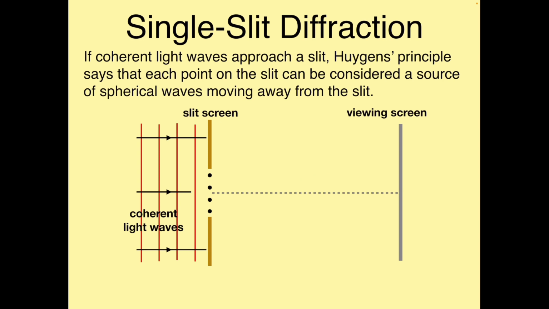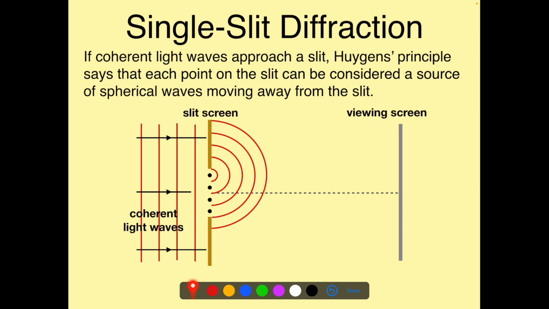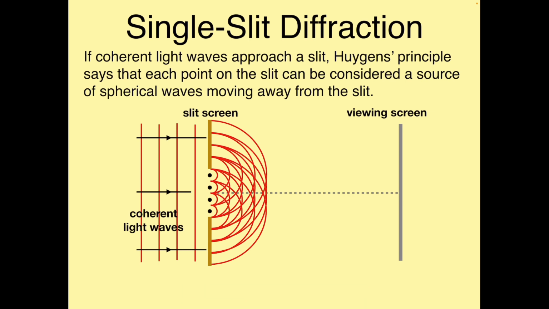And if we want to predict how the light waves will move after going through the slit, we can use Huygens' principle. Because according to Huygens' principle, each point on the slit can be considered a source of a spherical wave that moves outwards away from the slit. So here's a point on the slit. That will be the source of a spherical wave. So we draw the wave fronts like this, and it's moving outwards towards the viewing screen. Same deal with this point. That's the source of a spherical wave moving outwards. And same for every single point on the slit.